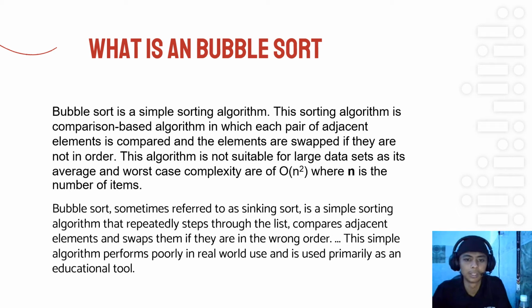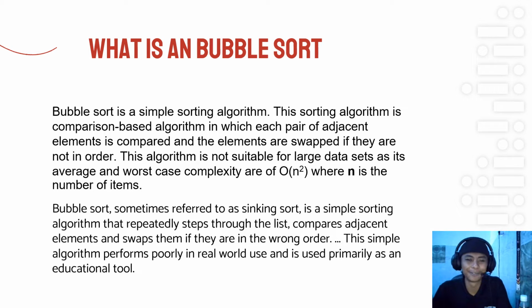The method that we use is bubble sort. Bubble sort is a simple sorting algorithm. This sorting algorithm is a comparison-based algorithm in which each pair of adjacent elements is compared and the elements are swapped if they are not in order. This algorithm is not suitable for large data sets as its average and worst case complexity are of O(n²), where n is the number of items.